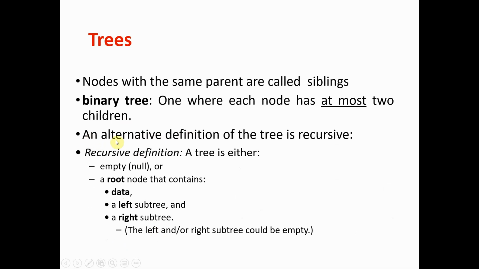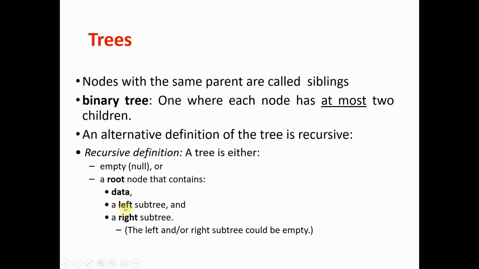In some textbooks or some videos, there is an alternative definition of trees. That's a recursive definition. Okay, so the recursive definition of a tree is that a tree is either empty, meaning it has no nodes, we call it an empty tree, right? Or it has a root node that contains data, so the value that we are interested in, and it has a left subtree and a right subtree, right? This is the recursive definition, sorry, for a binary tree.